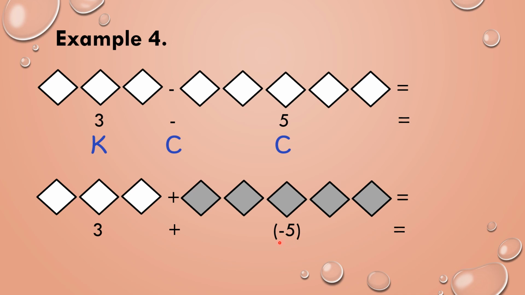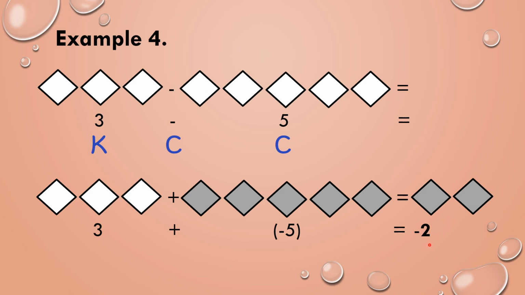Again, palagi po tayo maglalagay ng open and close parentheses para hindi magtabi ang dalawang symbol or sign. So, 3 minus 5 ay naging 3 plus negative 5, since ang rule natin sa subtraction of integers is KCC. Palagi po siyang KCC. So, the answer for this equation is negative 2.